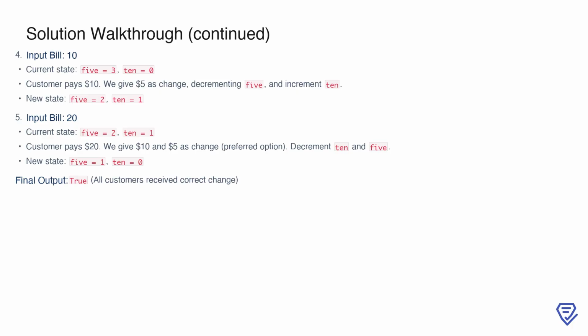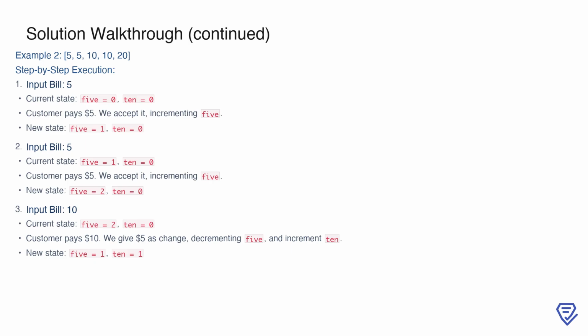Finally, the fifth customer pays with a $20 bill. To provide $15 in change, we use the preferred option of one $10 bill and one $5 bill. This reduces our $10 count to 0 and our $5 count to 1. Since we were able to give correct change to all customers, the output for this example is true.